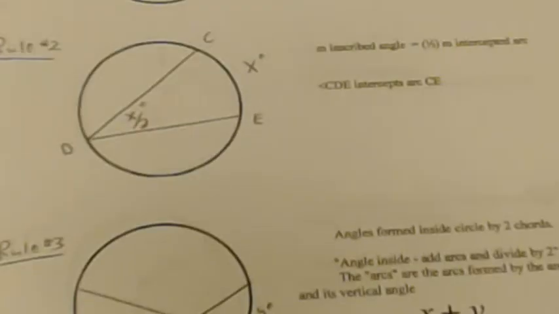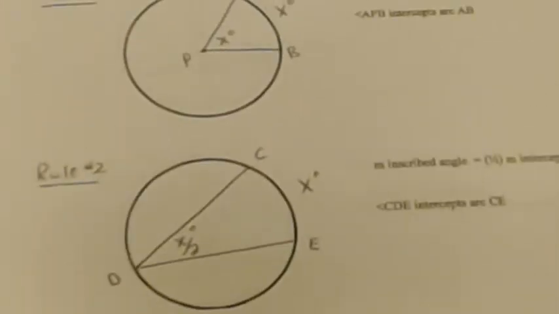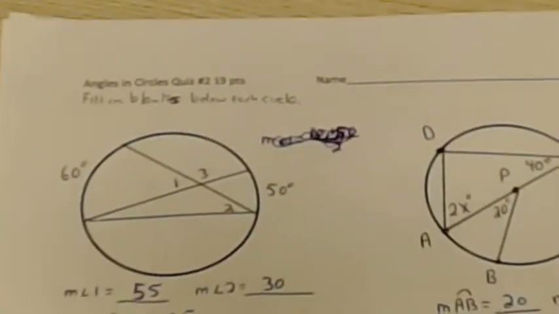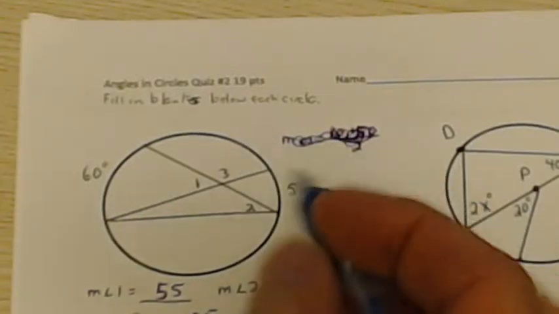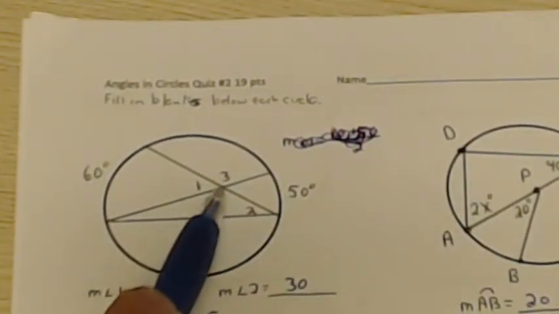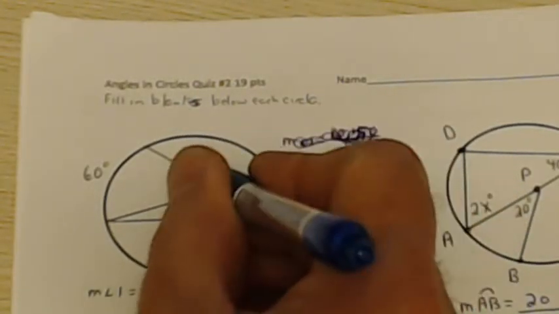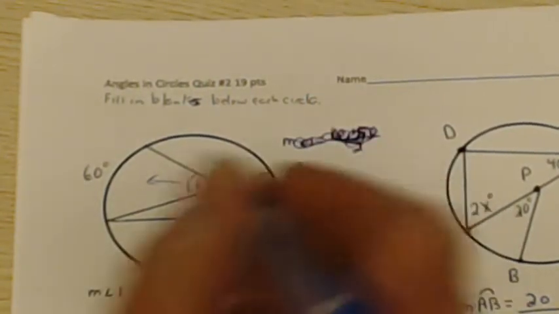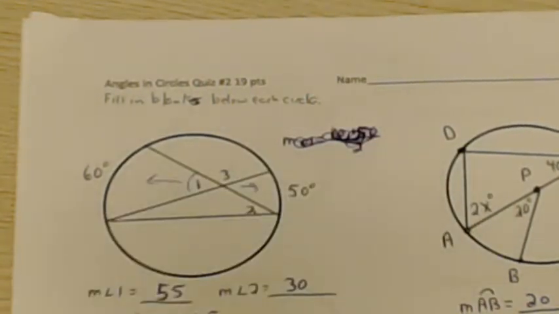Okay, so let's try to apply those rules on the quiz. On the first problem, I have an angle 1 that has its vertex inside the circle. So I'm going to use the rule that it intercepts an arc, which happens to be a 60. Its vertical intercepts an arc, which is a 50.